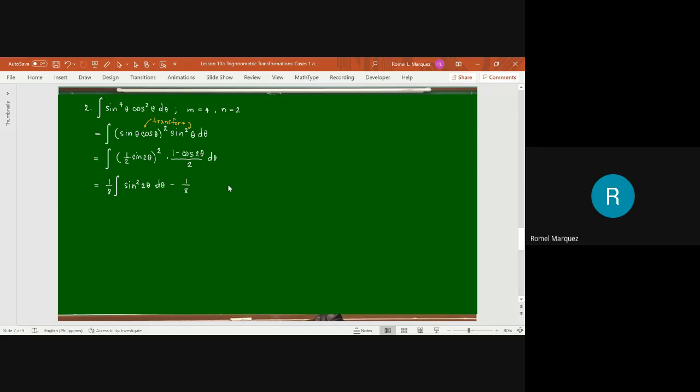Remember, we have 1 over 8. Then integral of sine squared times cosine. So we have sine squared 2 theta cosine 2 theta. Am I correct, guys? Did I distribute the sine squared correctly in these terms? 1 minus 1 and cosine 2 theta negative?